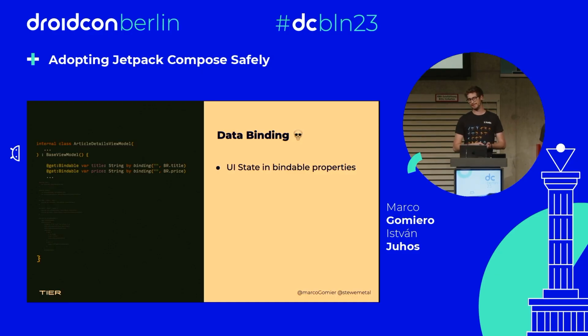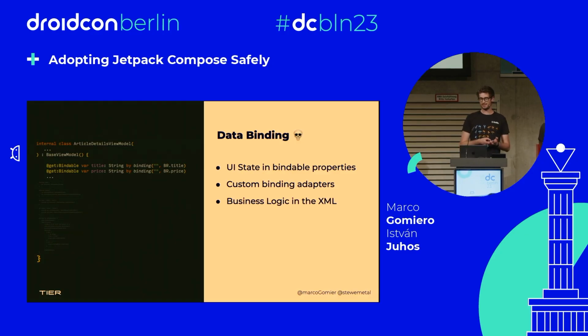So we had bindable properties, and so the state of the UI was split into different bindable properties. Also, we had custom binding adapters, because why not? Why have things simple when we can complicate stuff in the XML? And so because of that, a lot of logic was in the XML, which is bad because it's very hard to test. It's not so beautiful.